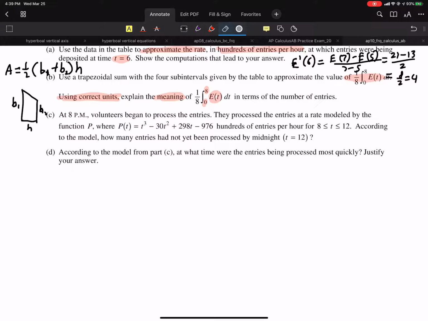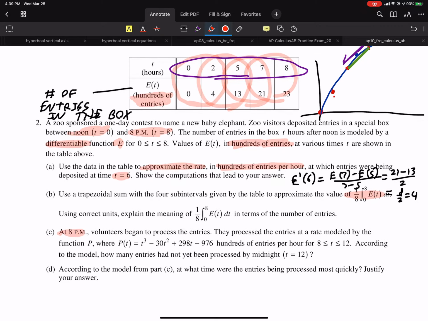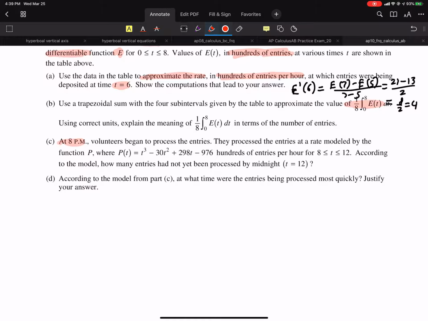There we go. Part C. At 8 o'clock, volunteers begin to process the entries. So 8 o'clock, note that that's the end of the day. No one puts in entries in the box after that. They process entries at the rate P of t, in hundreds of entries per hour, from 8 o'clock to 12 o'clock. How many entries had not yet been processed by midnight?